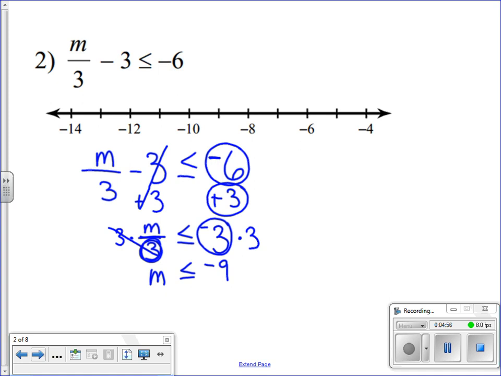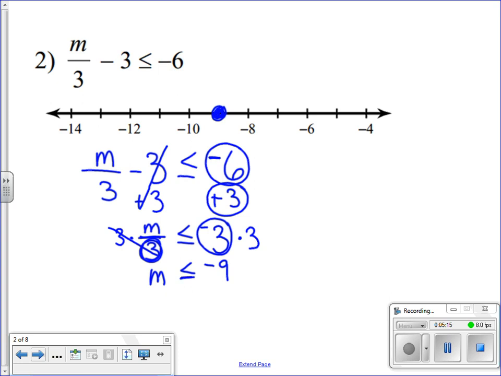So I'm going to look at my graph. I'm going to go ahead and circle negative 9. Negative 9 would be right about there. Again, I don't need to have everything filled in, but it would be right there. And I have to think, is it going to be open circle or closed circle? Again, it's going to be a closed circle because it's equal to as well.